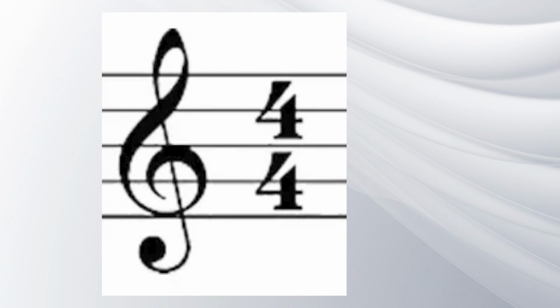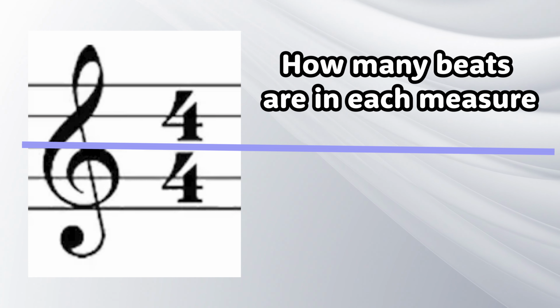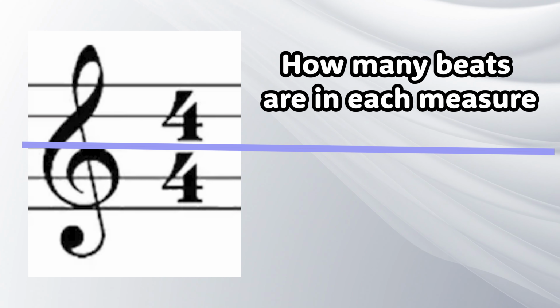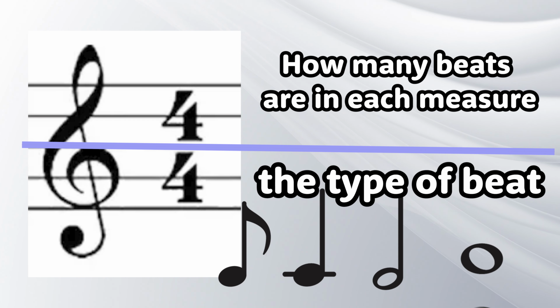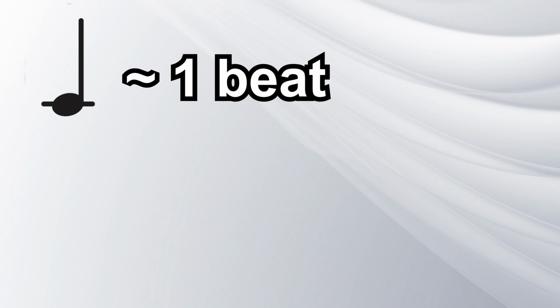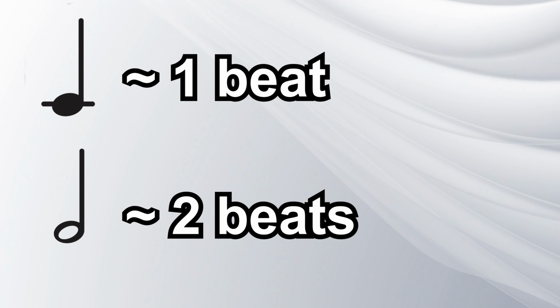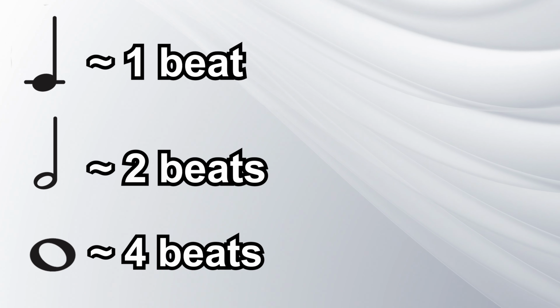So let's quickly review what we've learned so far. We begin with a time signature like 4/4, where the upper number indicates the number of beats in each measure, and the lower number indicates the type of note that receives one beat. A quarter note equals 1 beat. A half note equals 2 beats. A whole note equals 4 beats.